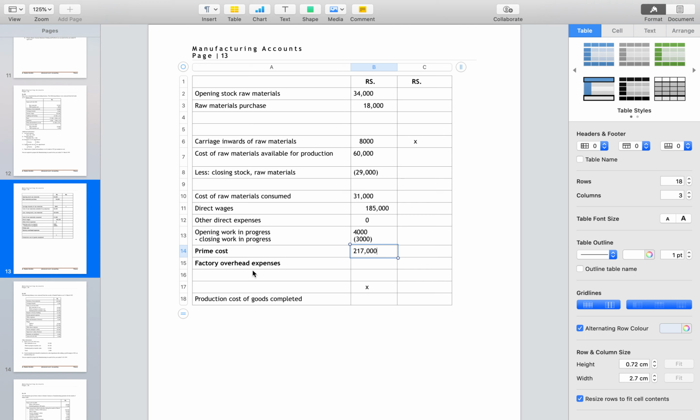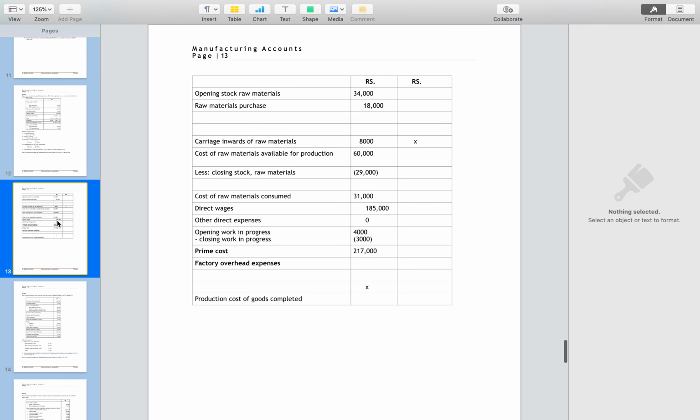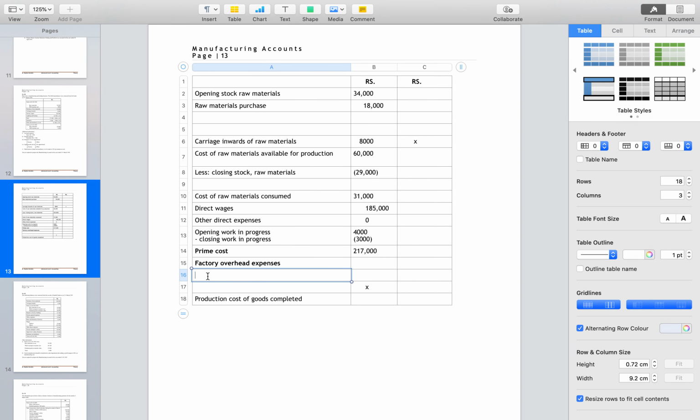Now it's a matter of just copying your factory overheads over here. So raw material was taken, work in progress was taken, raw material purchase taken, carriage inward, factory wages. Now lighting for 25,000, only see 4/5, and only that answer should be marked under overheads. So lighting will now be only 20,000. Because I made a mistake, prime cost should normally come in the second column. So that's 217,000.